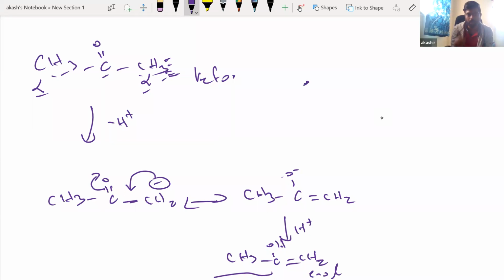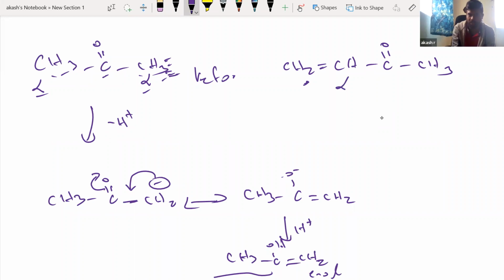Now, one more thing, people. If I ask you CH2 double bond CH, C double bond O, and a CH2. Now again, you have 2 alpha positions. This is one alpha position, this is another alpha position. But please understand, you cannot remove hydrogen from this. Why? Because this is going to be an sp2 hybridized carbon. You cannot remove hydrogen from an sp2 hybridized carbon. You can remove only from this.